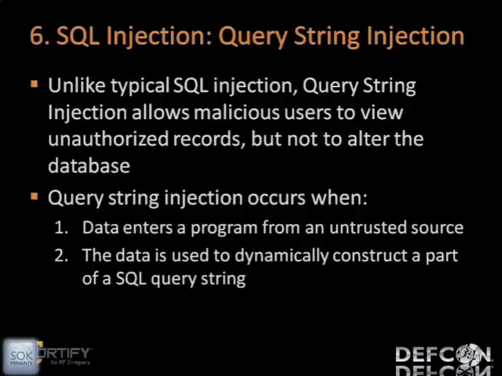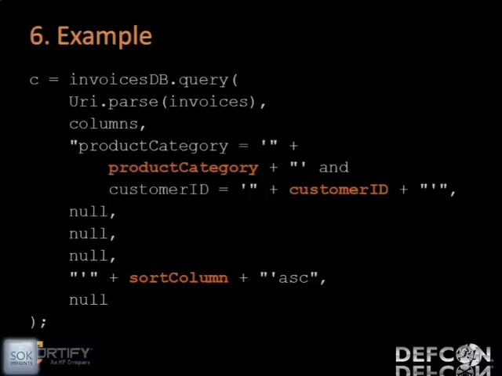And so that's how to differentiate between the two. Here is a specific example. Here is a call to a query API that basically returns invoice records for a product category for a particular customer with a specific customer ID, sorted by the sort column.